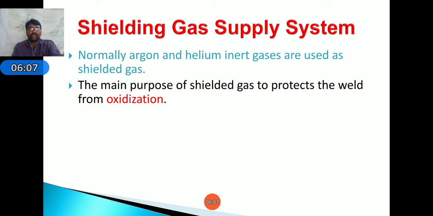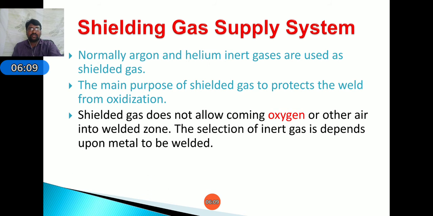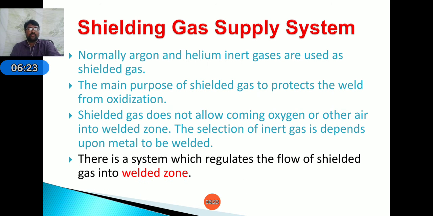Okay, for that case we have to use the shielded gas. Next, shielding gas does not allow oxygen or other air into the weld zone. The selection of inert gas depends upon the metal to be welded. Next, there is a system which regulates the flow of shield gas into the weld zone.